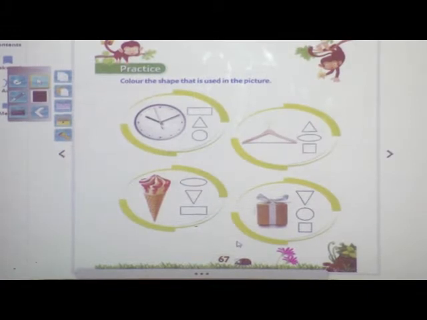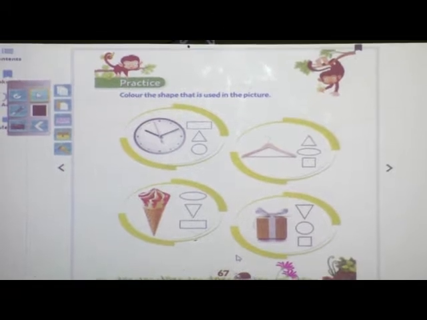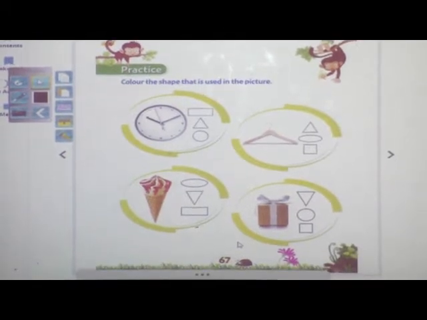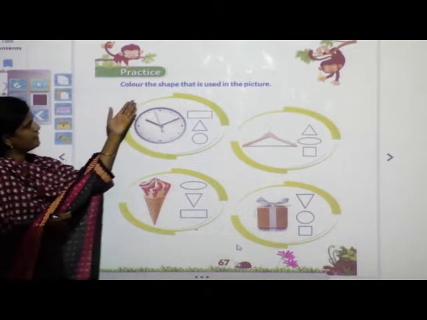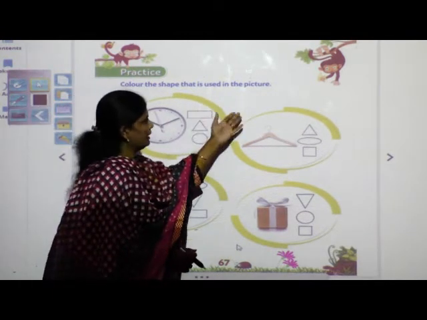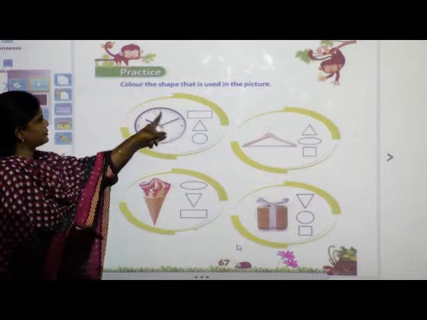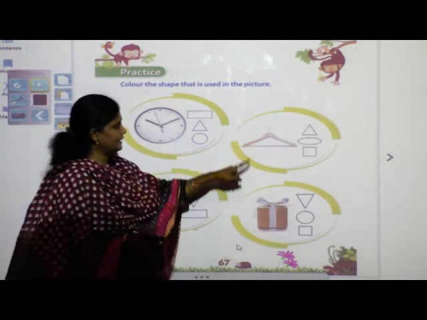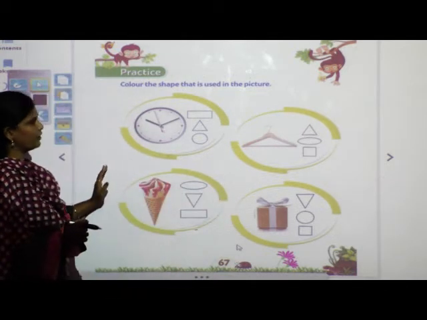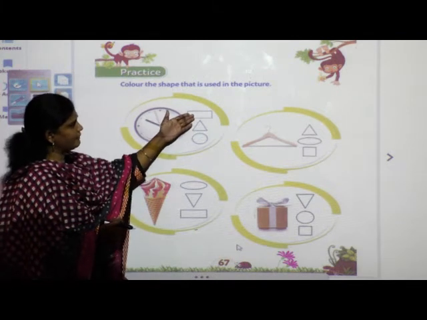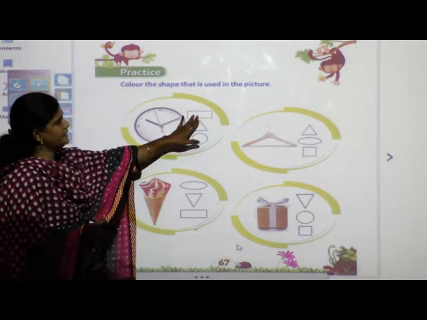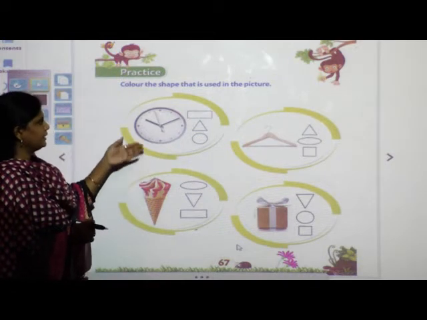In the last period, we have learned the shapes, we have matched the shapes, and we have done filling the blanks of the shapes. Now today we are going to color the shapes that are used in the picture. So here what we have to do? Color the shape that is used in the picture. So here we have to see these pictures 1, 2, 3, 4. Okay, and then later on, what they have given here, see, side by side they have given the different shapes. In these three shapes we have to see the picture.